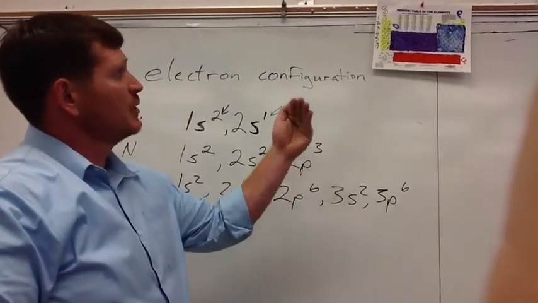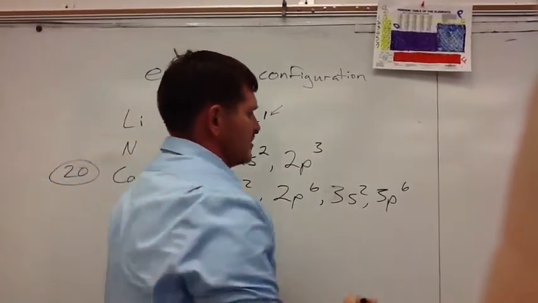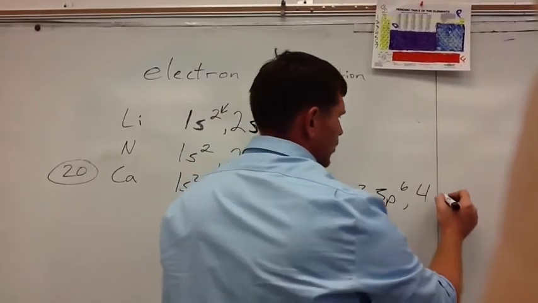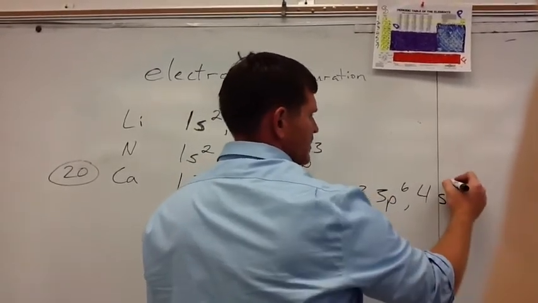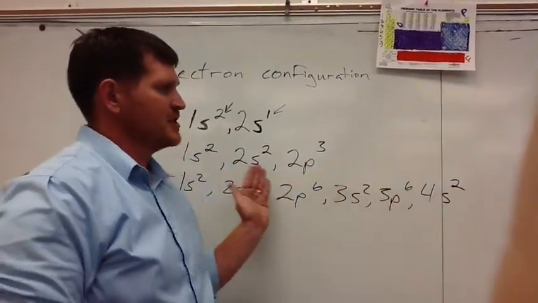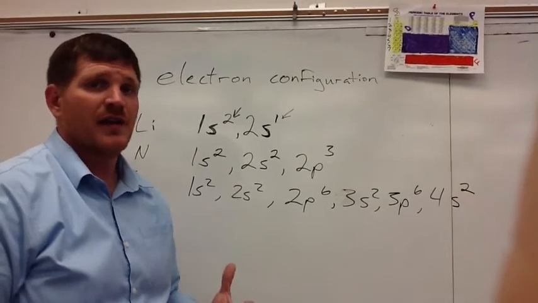Now I need to go to calcium. Calcium is located in the fourth energy level. In the fourth energy level, it is in the s orbital, and it is the second electron there. 2 added to my 18, which I just had, gives me 20, so now I have calcium, and he's a happy little fella.